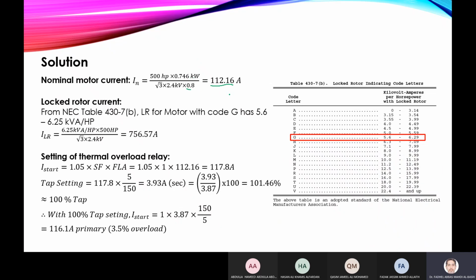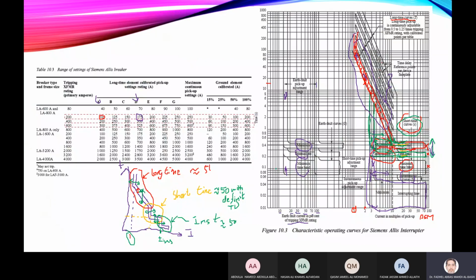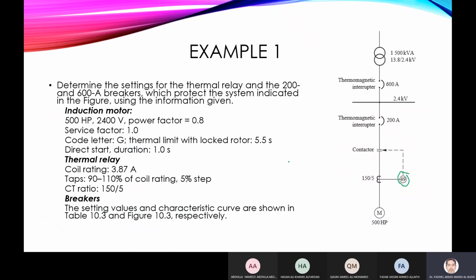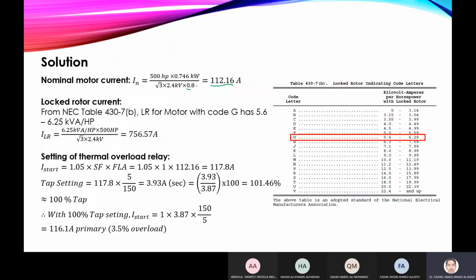This is the rated current. That's why they choose the CT of 150 to 5. Now, how do you choose the CT normally? I should also multiply by the safety factor, and you choose a CT rated current higher than that value. This is called the full load amp, or full load current, nominal current.